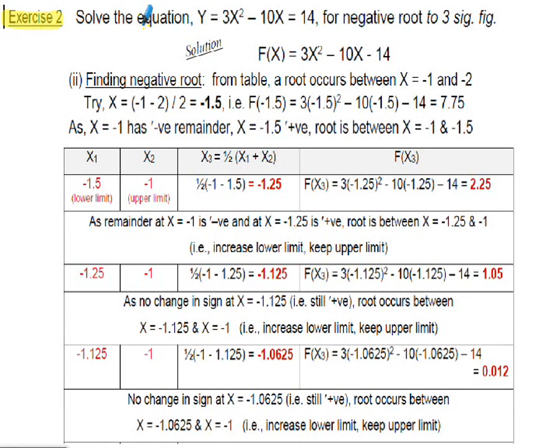Exercise 2 solution. We're asked to solve the equation y is equal to 3x squared minus 10x minus 14, this time finding the negative root to three significant figures. Don't forget from the previous example 1, we rearrange the equation in functional notation as function of x is equal to 3x squared minus 10x minus 14. So in part 2 of exercise 2, we're finding the negative root. Now from the table on the previous slide, a root occurs between x is equal to negative 1 and x is equal to negative 2.